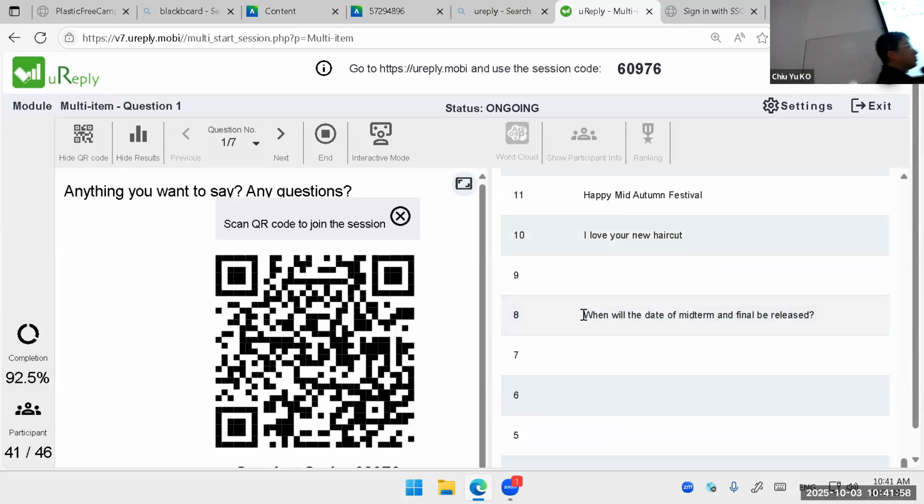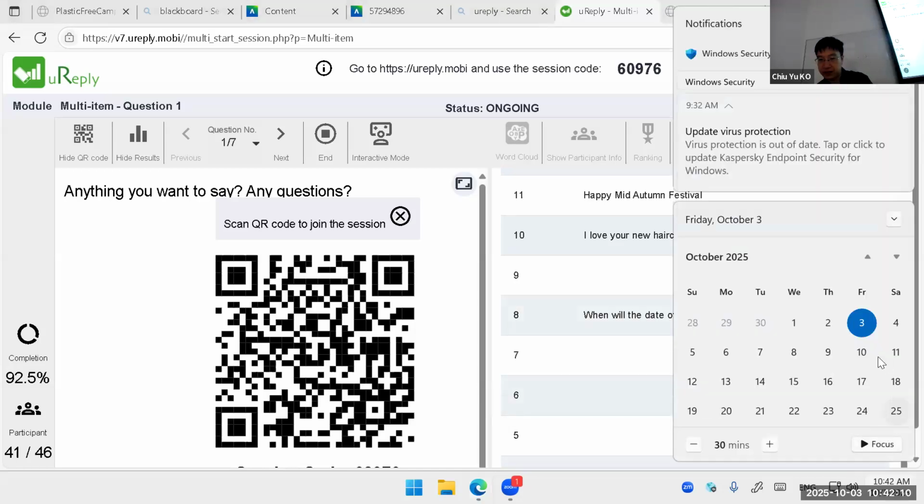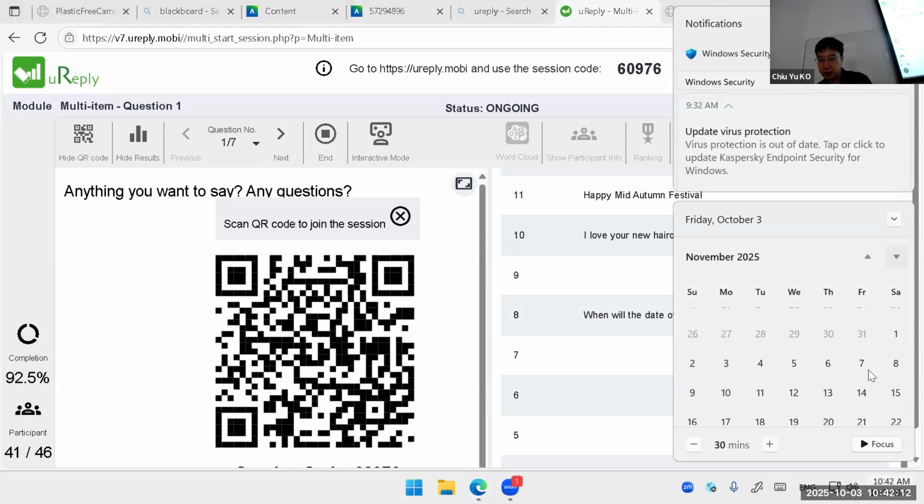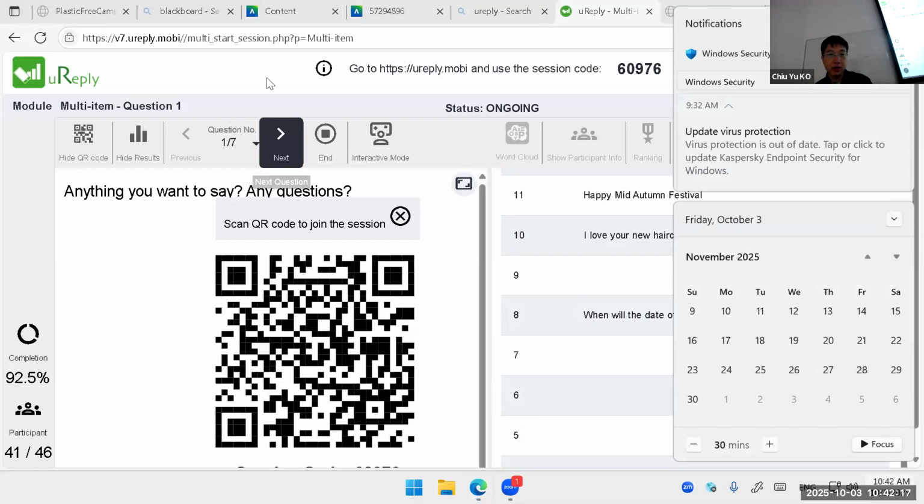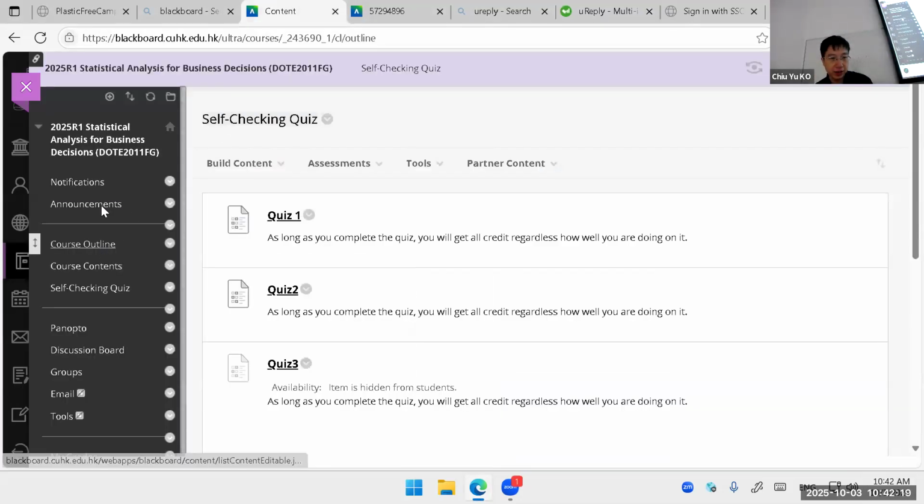The day of the midterm, there's no midterm again. The day of the final, I said already, is November 29th, right? I think the TA has already announced it on Blackboard. Sorry, November 27th.